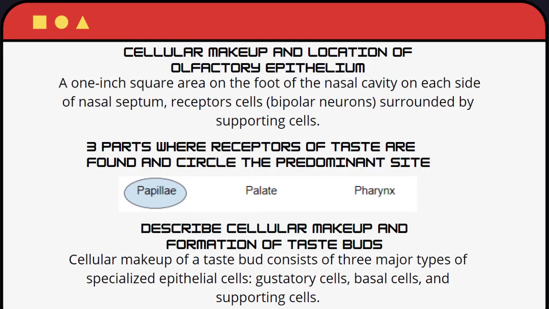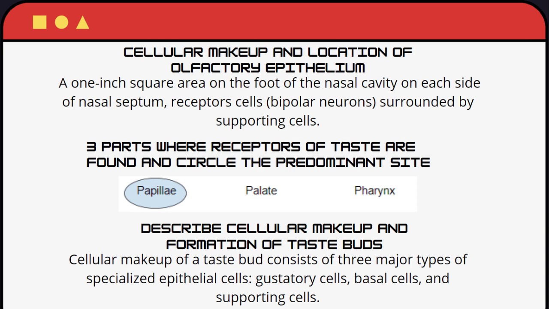Next, questions are the cellular makeup and location of olfactory epithelium. A 1-inch square area on the roof of the nasal cavity on each side of nasal septum. Receptor cells, also called as the bipolar neurons, surrounded by supporting cells. Next is that what are the 3 parts where receptors of taste are found and circle the predominant site? We have the papillae, the palate, and the pharynx, and the predominant site is the papillae.